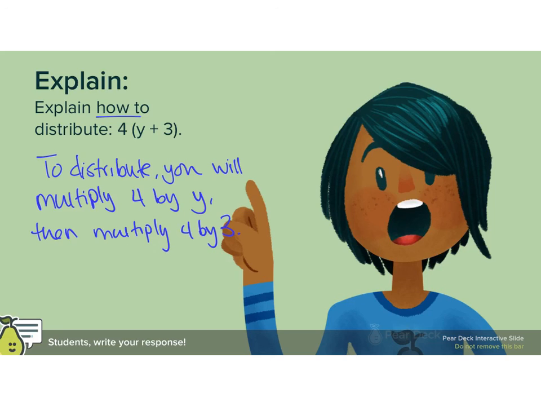That's it. You can say what the answer is. The answer is 4y plus 12, but they didn't really ask for that. They just wanted to know how do you do it. So if you don't have the word multiply in there, you need to go back and add it because that is the key to what distributing is.